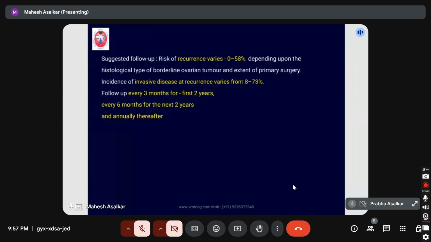So suggested follow-up: risk of recurrence varies from 0 to 58% depending upon the histological type of borderline ovarian tumor and extent of primary surgery. Incidence of invasive disease at recurrence varies from 8 to 73%, and follow-up is every 3 months for the first 2 years, then 6 monthly for another 2 years, and then annually thereafter. So that is how the follow-up is for a total of 5 years: 3 monthly for 2 years, then 6 monthly for 2 years, then annually thereafter.